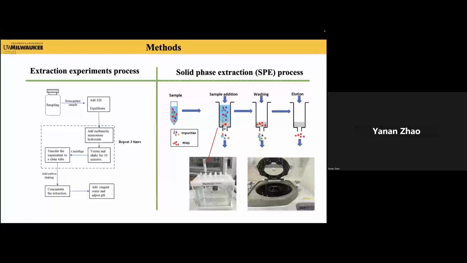After the extraction, the PFAS concentration in the liquid is low, and there are impurities in the combined liquid. To purify and concentrate the sample, SPE, solid phase extraction, was used. When the liquid sample goes through the SPE cartridge, PFAS will adsorb on the cartridge, and impurities will flow out. After that, you use some elution solvent to wash the PFAS out.